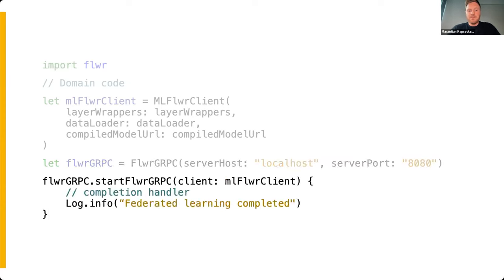As a final implementation step, you need to start the connection by passing the ML FLiOS client. Note that you also need to provide a completion handler, that is the behavior upon completion of the federated learning process. Here, for instance, we just said, okay, once the process is finished, log.info, so just a logging shall happen to the console.